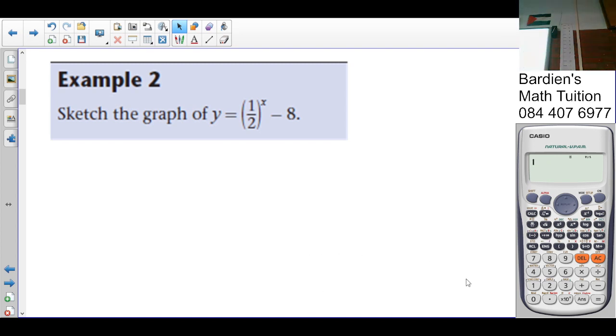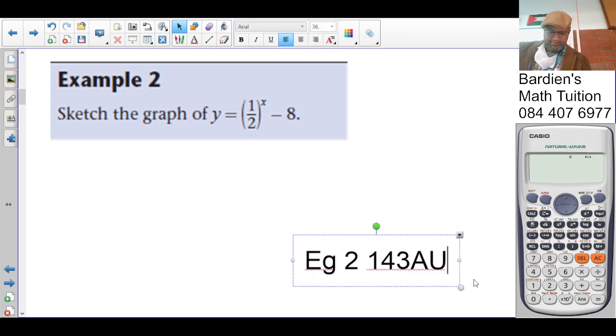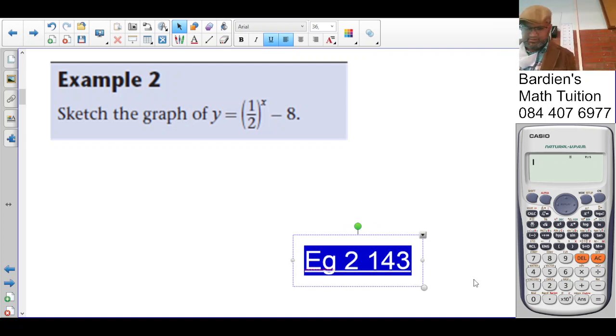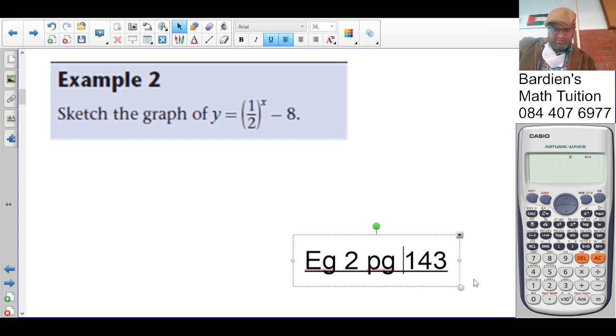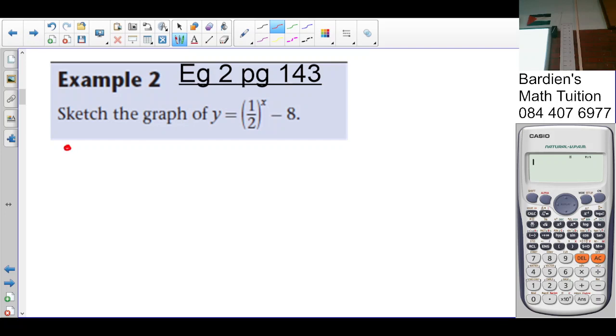Right, at this point you guys are done with example 2. Example 2 is on page 143. So again, as you can see, b is between 1 and 0, so the shape of this graph is going to be a decreasing function. Okay? It has a horizontal asymptote at y is equal to negative 8.